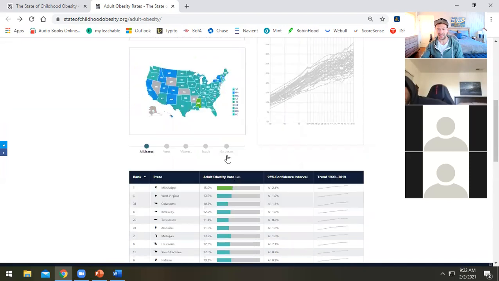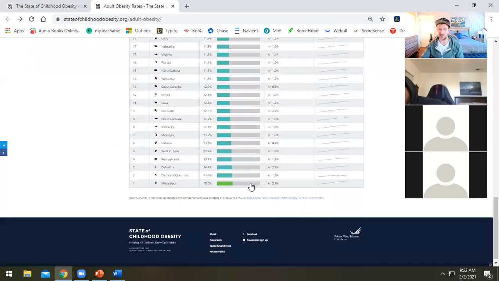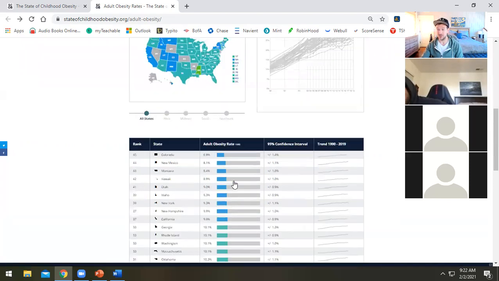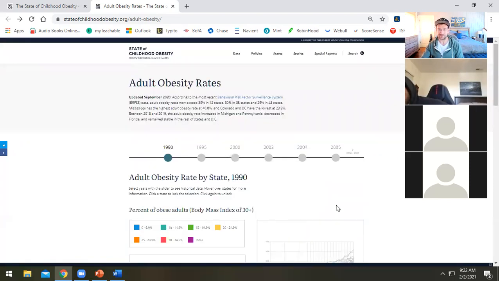Look at that. Most of these, like I said, a lot of these are not measured. But back in 1990, Colorado, only 7% of the population was obese. The worst, Mississippi still, at 15%. 15% up to 40 in, I guess that's about 30 years or so. Pretty crazy, right?